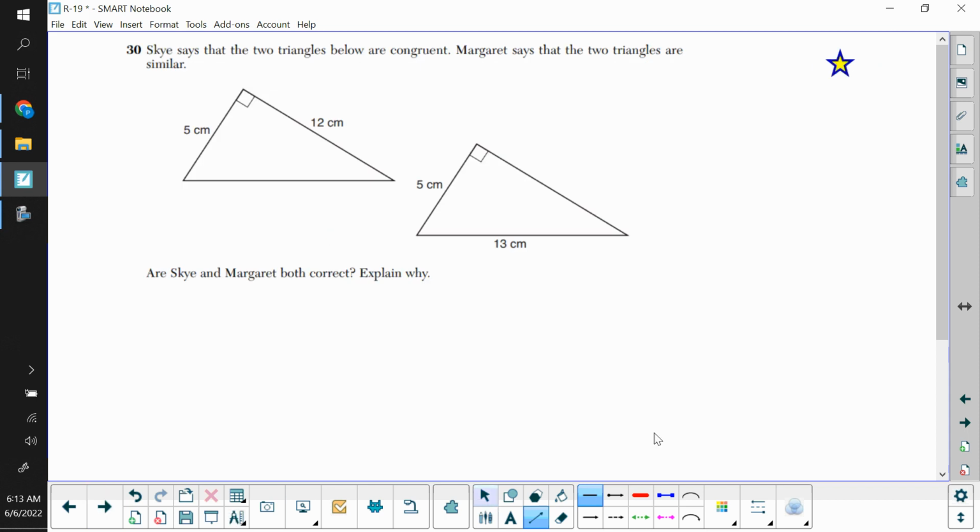All right, let's go to number 30. We'll give you a minute to read through it. All right, well, let's check and see if we can get these to be congruent. Notice they're right triangles. So let's maybe see if we can find this missing side by Pythagorean theorem. So we could do 5 squared plus x squared equals 13 squared.